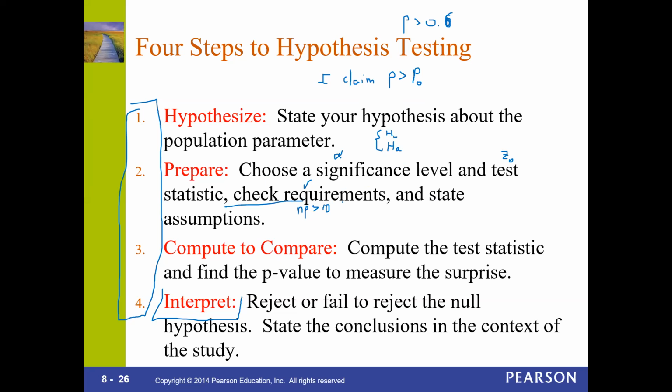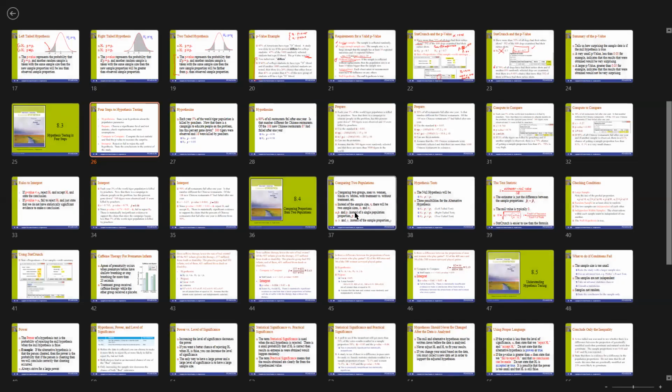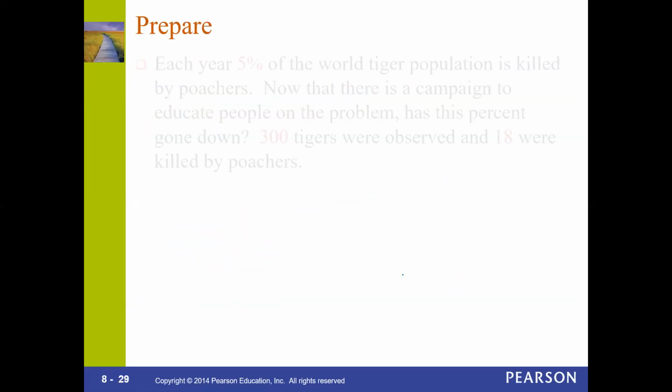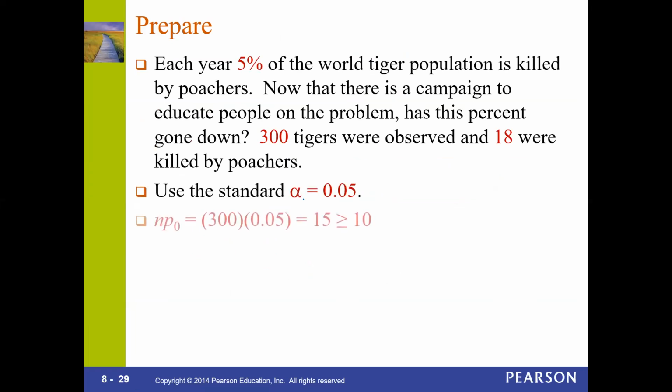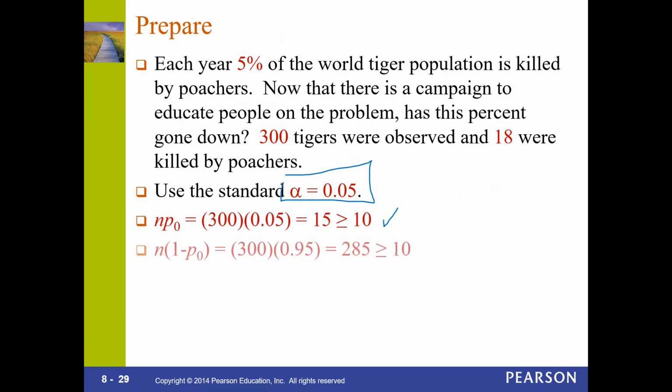Next step is to check the requirements. We want to know whether it is going to be greater than 10, something like that. We have to check that. So let's go back to our notes. You're going to see alpha by default, because they say the intended alpha is 0.05. Then you're going to check whether this is greater than 10. As you can see, 300 times 0.05 is greater than 10. That's going to be 15. And the other one also gives you greater than 10. Therefore, you can use the test statistic. So the assumptions are met.